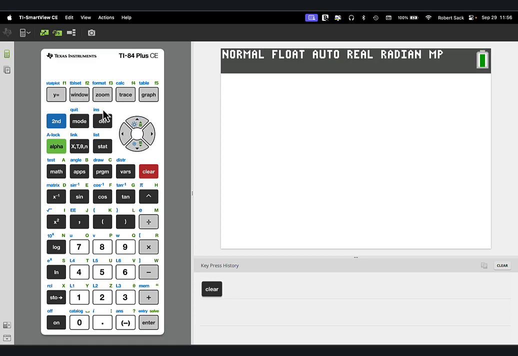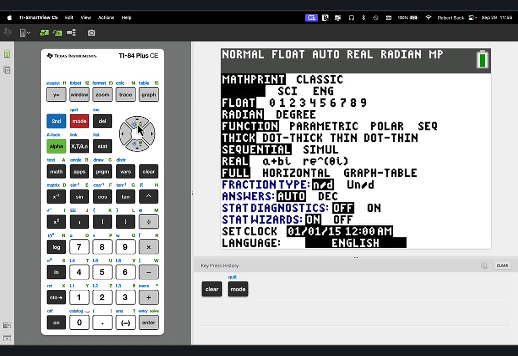So first thing we want to do is check and make sure that you're in the correct units depending on the problem that you're doing. So what you want to do is go into mode and arrow down, and you see here radians and then degrees. Depending on what units you want to go into, you choose that one. So let's go ahead and choose degrees here.